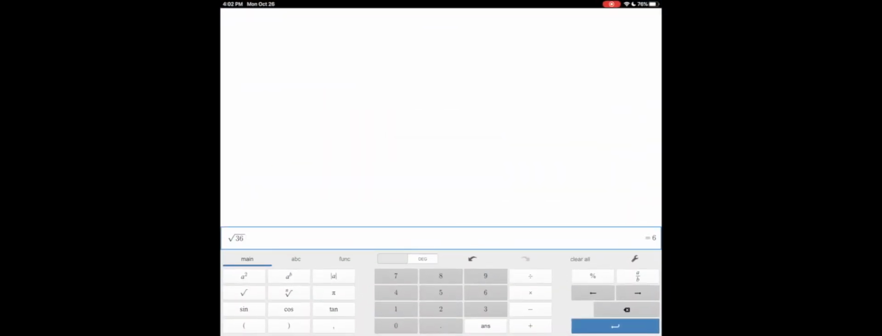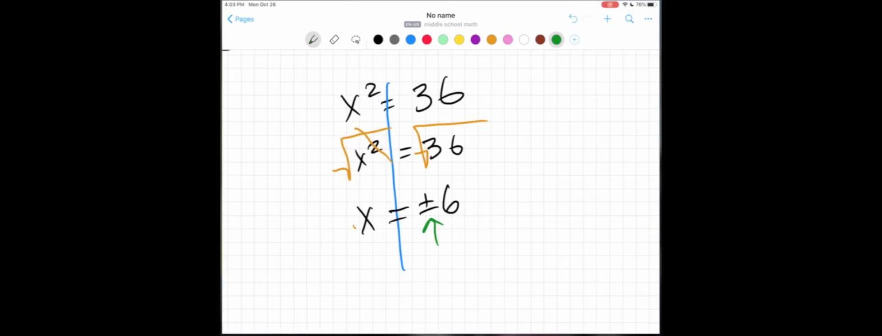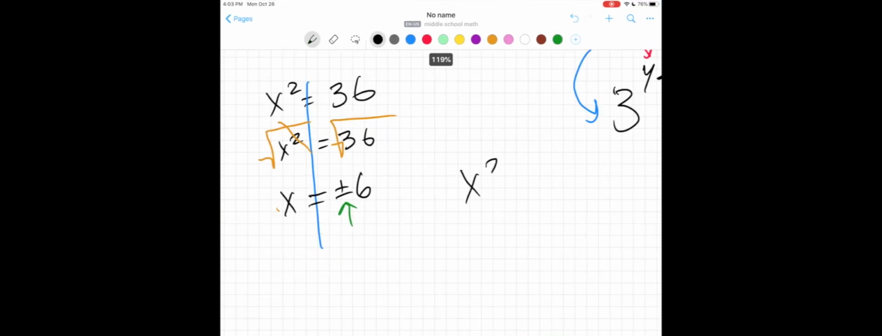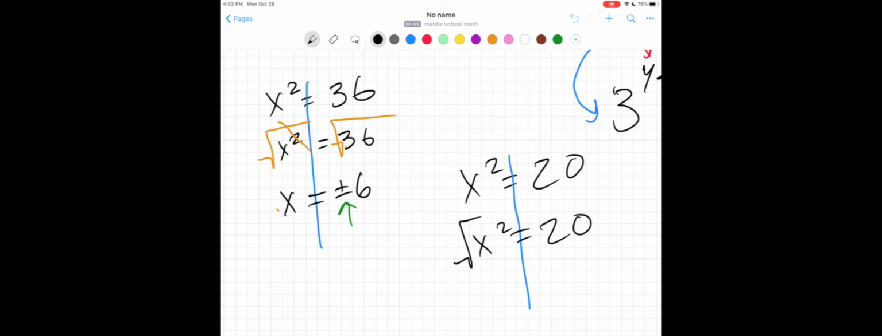Next one, x squared equals 20. So you're going to do the same thing, but 20 is not a perfect square. So you're not going to write this as a decimal. Instead, you're just going to keep it as the square root of 20. You have your divider down the middle. You take the square root of both sides, so that cancels out. So you're left with x equaling plus or minus the square root of 20, because 20 does not have a perfect square. So you're just going to leave it under the square root.